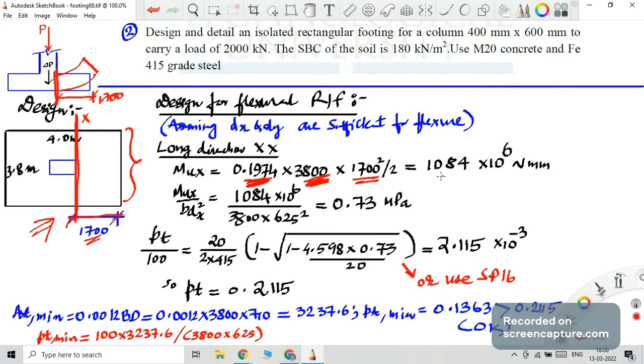So Mu x, that is the long direction, is 1084 into 10 raised to 6 Newton mm. Here also please mind, whenever you are going to calculate this using your calculator, your notebook, your pen, this is going to be big figures.